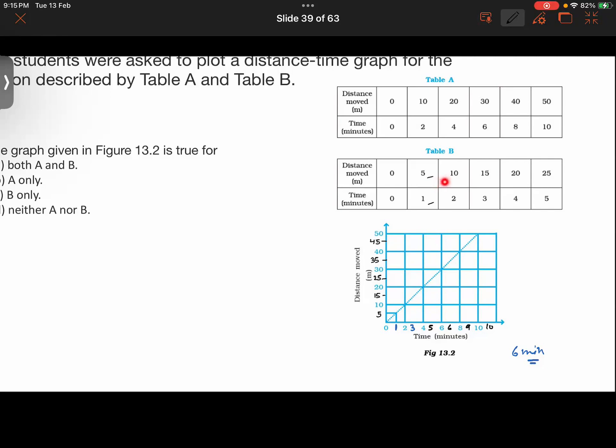So the focus is on table number B right now. In 1 minute, it has traveled a distance of 5. In 2 minutes, it has traveled 10 meters. That is also true. In the third, it shows 15. Let's try to plot the graph. You'll be drawing the line like this, and here it will be meeting the y-axis. So far it seems true. What about these values? In 4 minutes, it has traveled a distance of 20. Yes, it has been shown in this graph. Here's the point: in time 5, it is showing 25. So let's plot this one also.